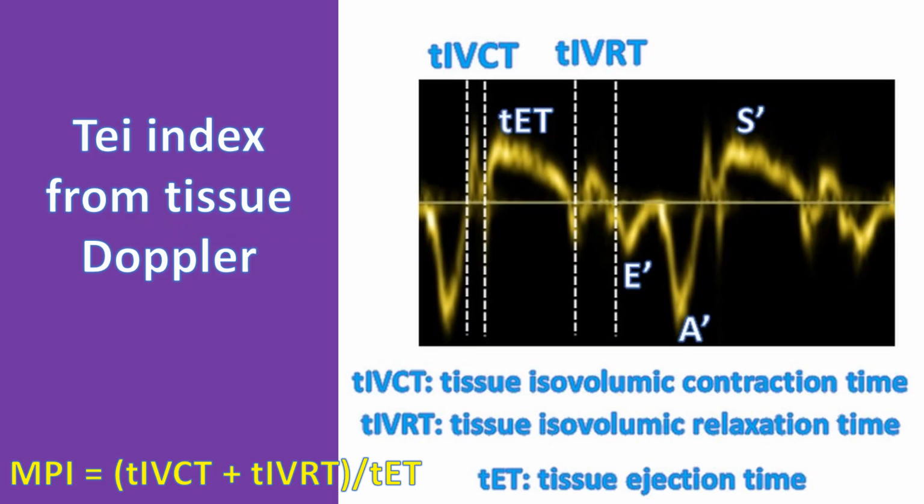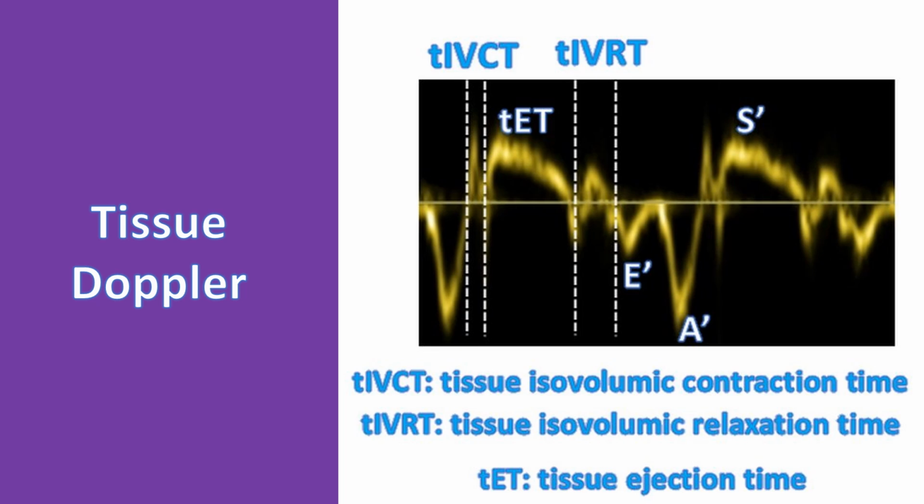Tei index can also be measured indirectly from the tissue Doppler. It is designated as TMPI. Corresponding measurements on tissue Doppler are TIVCT, tissue isovolumic contraction time, TIVRT, tissue isovolumic relaxation time, and TET, tissue ejection time. Measurements are taken using pulsed tissue Doppler from the lateral tricuspid annulus.